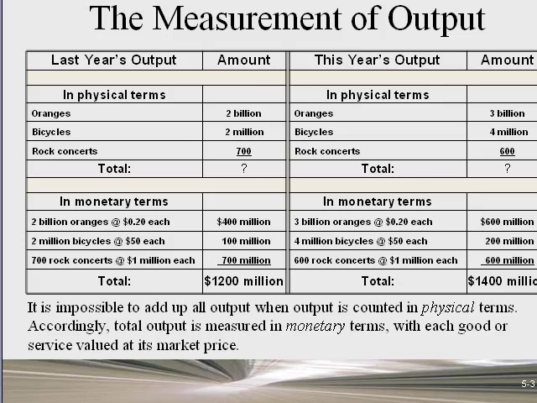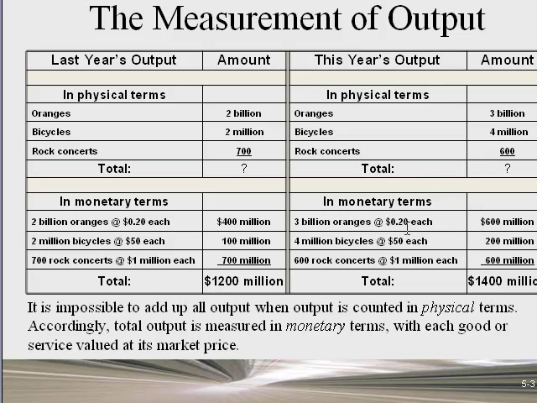How much more did we produce minus the price changes? So in this example, in this slide, when you look at oranges, we produce 2 billion. In the following year we have produced 3 billion, gone up by a billion. Bicycles have gone up by 2 million. Rock concerts went down by 100 million. So in monetary terms, we simply multiply times the prices. 400 million is our oranges, 100 million is our bikes, and 700 million for the concerts. So total output was 1200 million here.